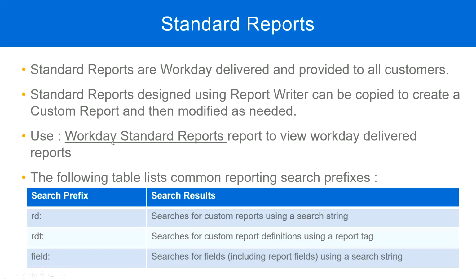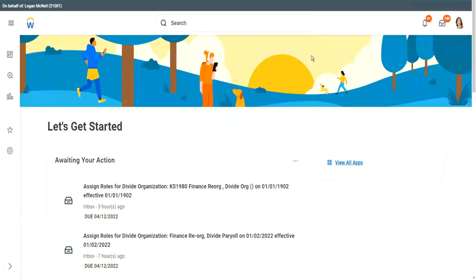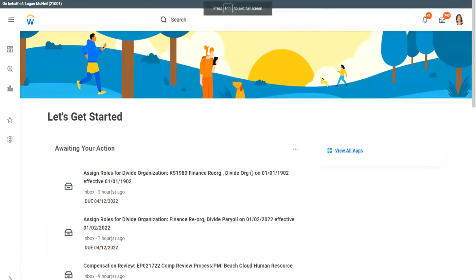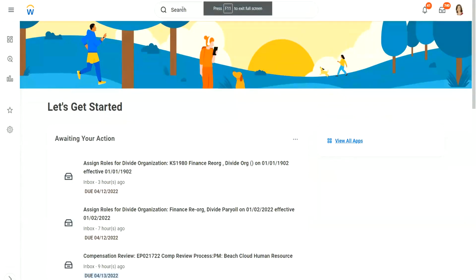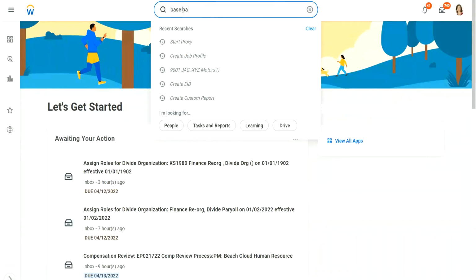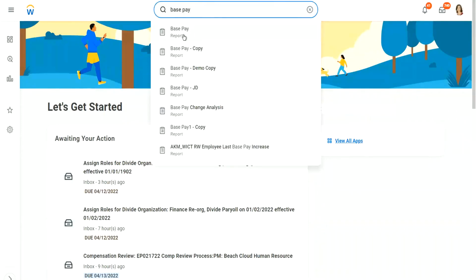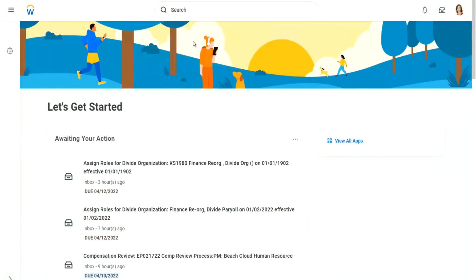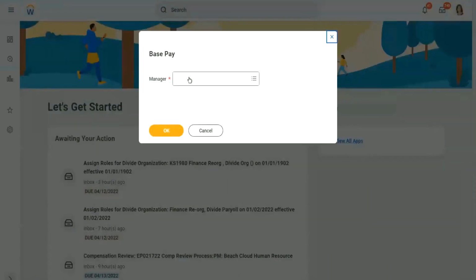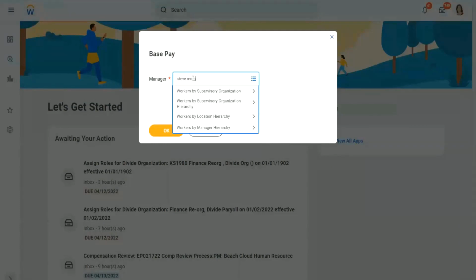So let's look into Workday and take a look at some of the standard reports that we have in Workday. The first one we will see is the base pay report. Now let's run this report, and it asks you for the manager. Let's say Steve Morgan.